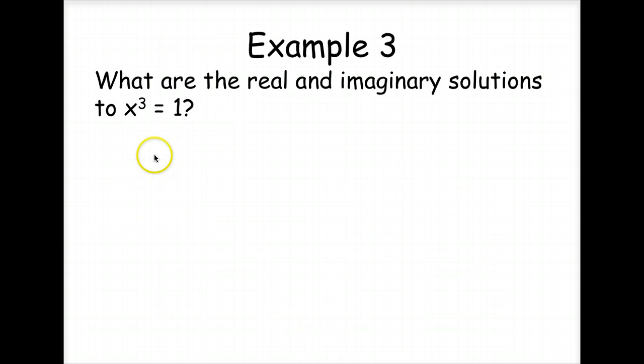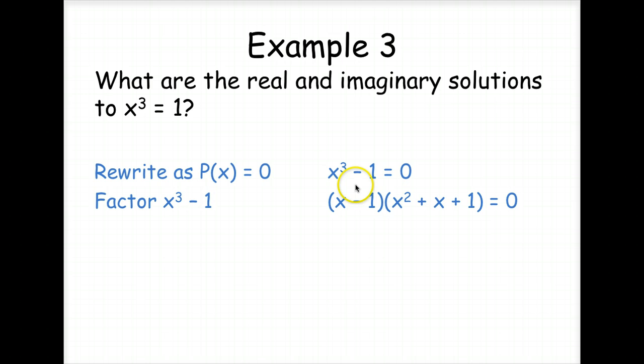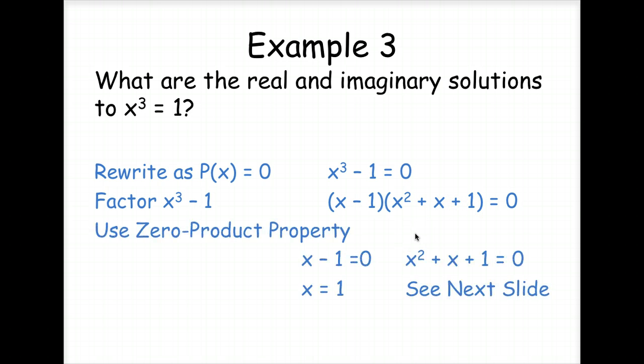One last example. x to the third equals 1. Again, rewrite it, p of x equals 0. So we're going to subtract 1 from both sides. Notice we have a difference of perfect cubes. a is 1, b is 1, so we've got x minus 1 times a squared plus a times b plus b squared. Using the zero product property, we set every one equal to 0.